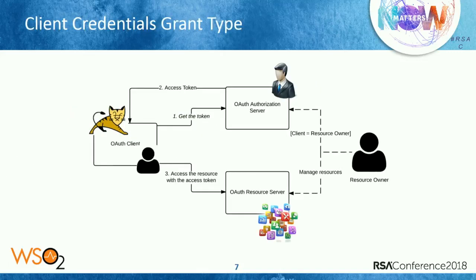Client credential grant type. So there's no access delegation here in this grant type. This is mostly used for system to system authentication. This is just like basic code. Resource owner and the OAuth client both are the same. So you pass your client ID and client secret to the token endpoint of the authorization server, and you get back an access token, and then you access the resource.